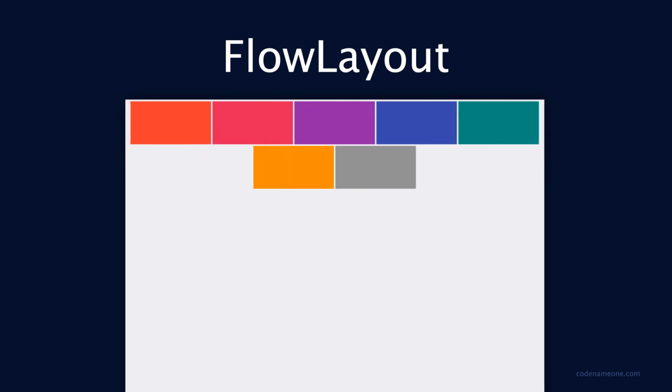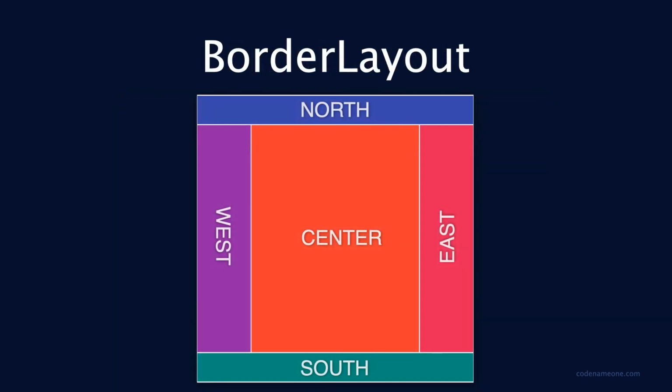FlowLayout has several modes, including a center mode that center aligns elements. It can align elements to the right and align vertically as well. BorderLayout can position elements in the north, south, east, west, and center. Components take up their preferred size on the opposing axis. Center takes up the available space by default.